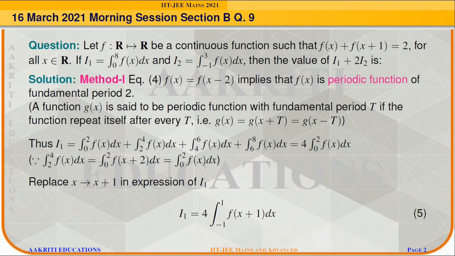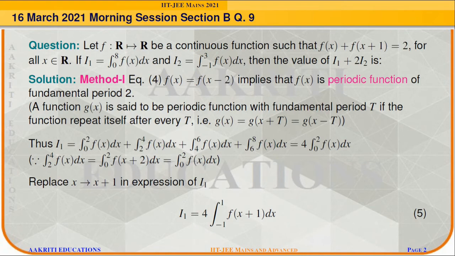Now it is an important relation because it implies that f of x is a periodic function of fundamental period 2. A function g of x is said to be a periodic function with fundamental period t if it repeats after every t cycle. And mathematically, it is represented as g of x is equal to g of x plus t is equal to g of x minus t.